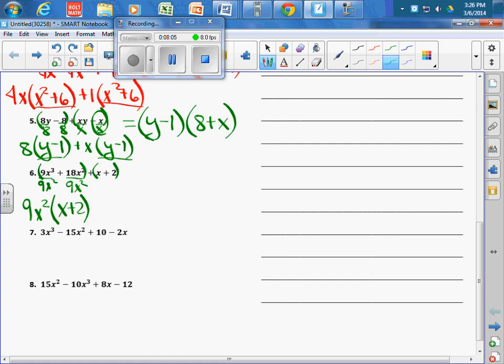Group the second two together, and I only have a 1 in common, but we still have to write it down. In this case, we're going to write down that 1. We have x plus 2 left over, and look at this. The x plus 2 is the same. We can bring that out. What do we have left over? 9x squared plus 1.